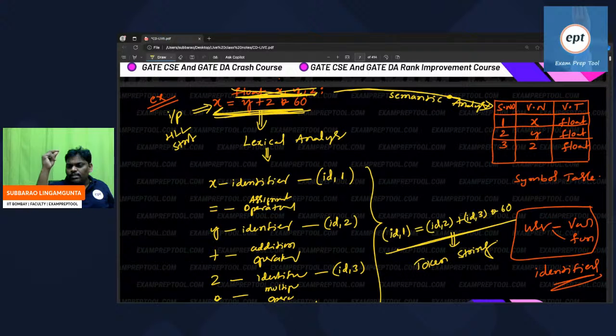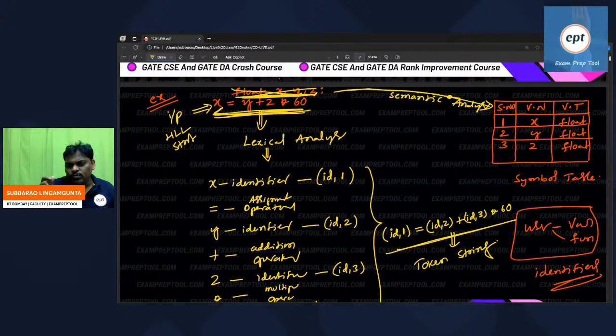Now everyone listen. After this phase, X going or ID1 going? After the lexical analyzer, X going or ID1 going? What is the answer? ID1 going. If anyone wants to know what is ID1, directly they will go to the table first row. They will verify.